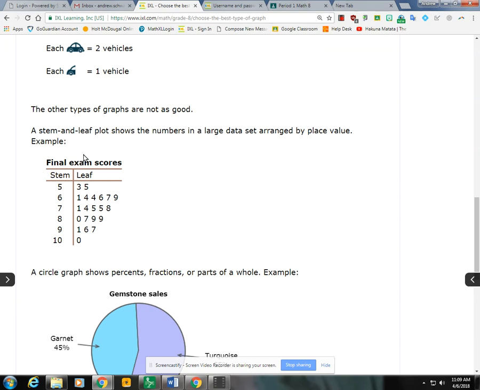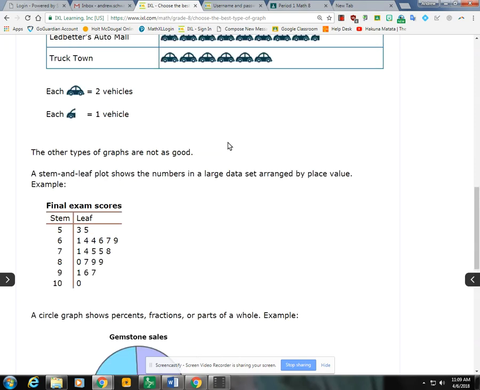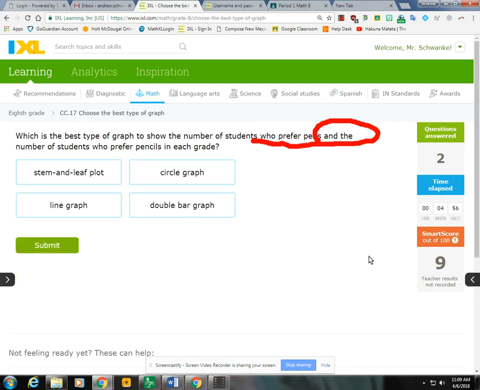Okay, here's why they said don't use a stem and leaf. They say a stem and leaf plot shows the number in a large data set arranged by place value. I would prefer a stem and leaf plot for this one because you could use 5 and then, but they said don't do a stem and leaf plot because it's a large data set, and for a number of classes, a teacher might only have 8 classes, so that's not a large data set. But we'll try another one.